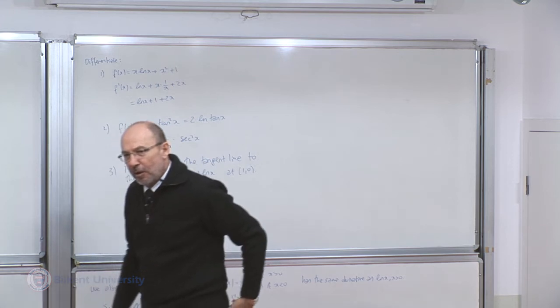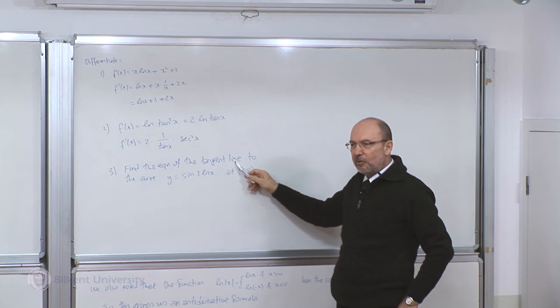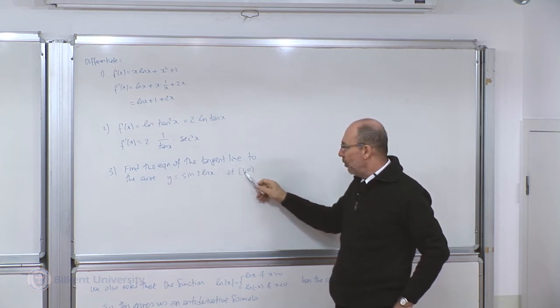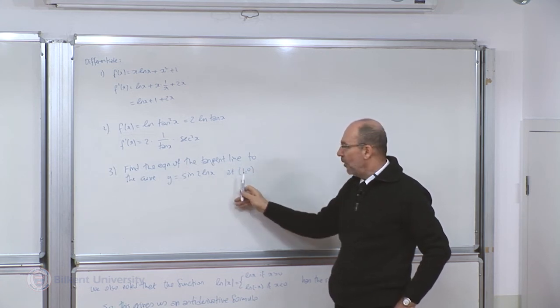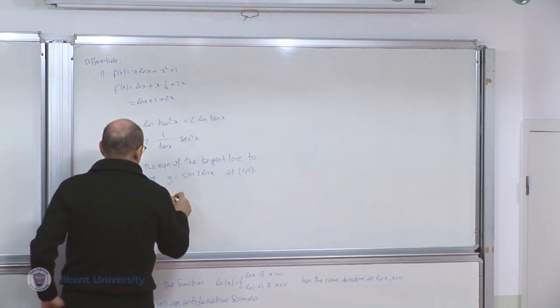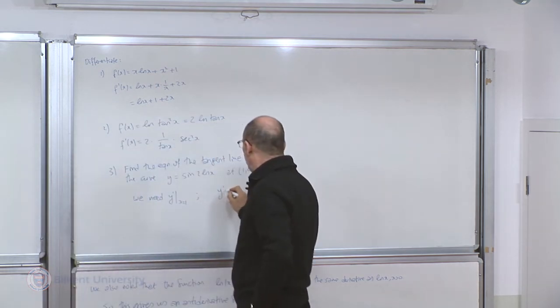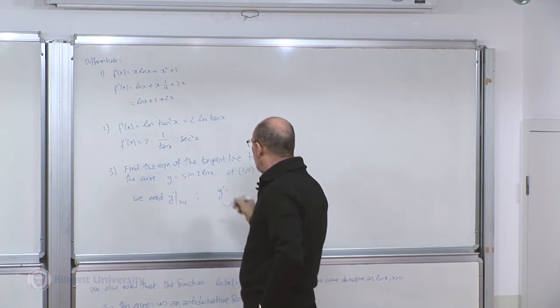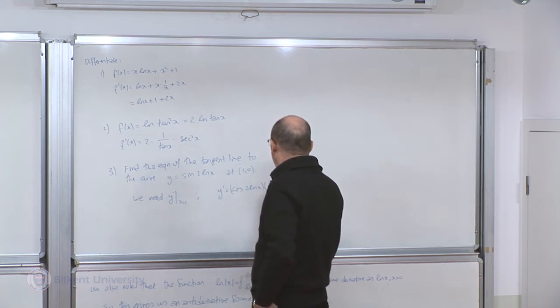If we are going to write the equation of a line, we need a point where it passes through. So we have a point, then we need the slope. The slope is the derivative of this function at this point. So we need y prime at x equals 1. So y prime is equal to, again, chain rule here: the derivative of sine is cosine of what you see inside, times the derivative of what you see inside, 2 over x.